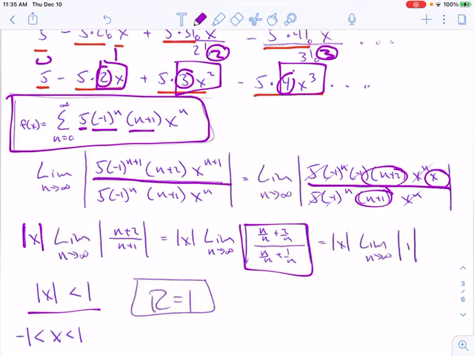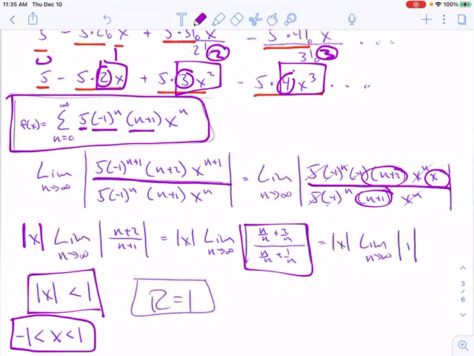And in order for that to converge, it has to be less than 1. So solving that absolute value inequality, we have x is less than 1 and greater than -1. And so therefore the radius of convergence is 1.